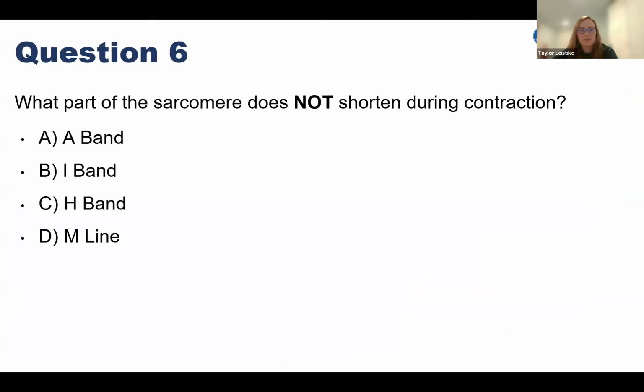Let's do this question first, and then I'll show you guys the other picture I have. So what part of the sarcomere does not shorten during contraction? This one is also a little tricky.